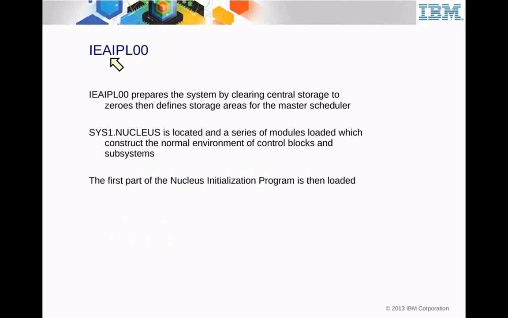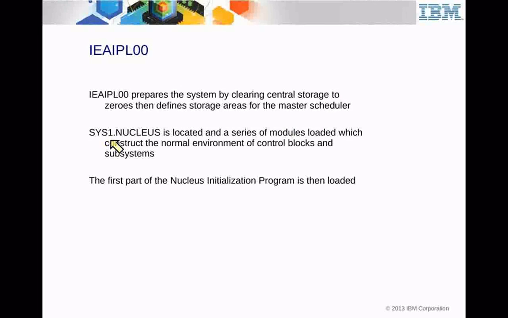So let's talk about this module, IEA-IPL00. What that module does is prepare the system by clearing central storage frames to zeros. Then it defines the storage areas for the master scheduler. I mentioned earlier, I believe it was on Monday, we talked about the operating system overview. No, that was actually Tuesday. And I mentioned the master scheduler is address space ID 1, the first thing that comes up.